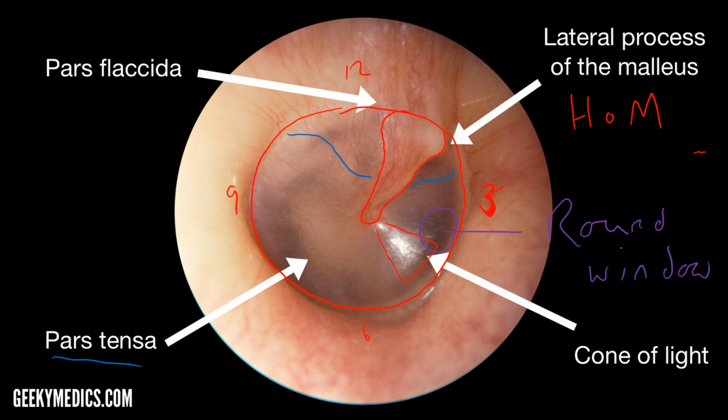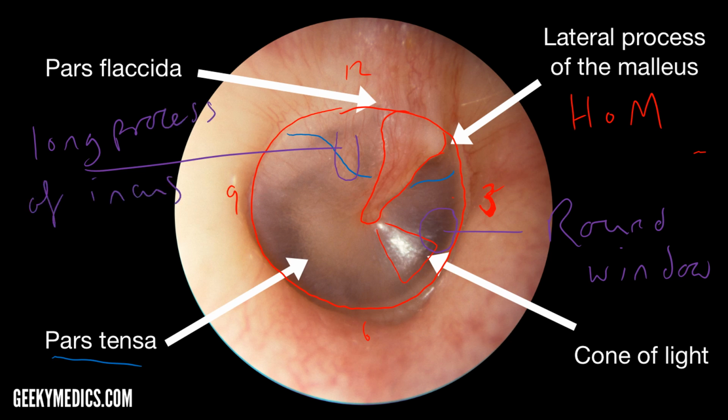Because the tympanic membrane is translucent, you can also see what we refer to as the long process of incus. So that's actually the second of the three bones of hearing that you're able to see in the distance behind the tympanic membrane.